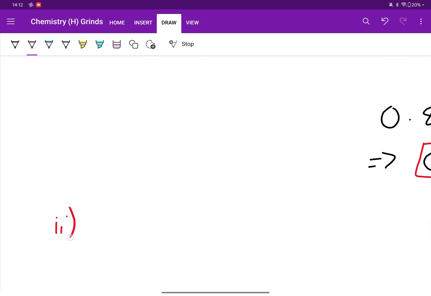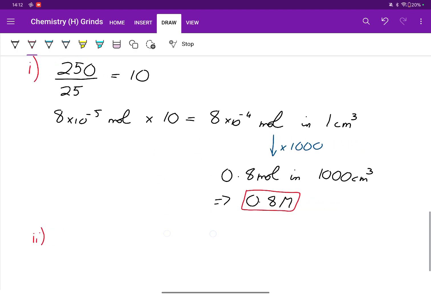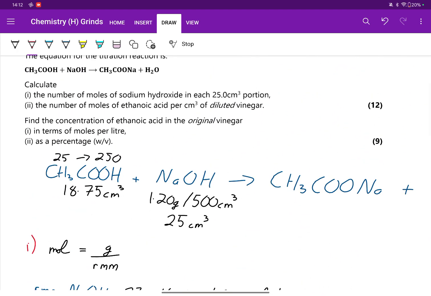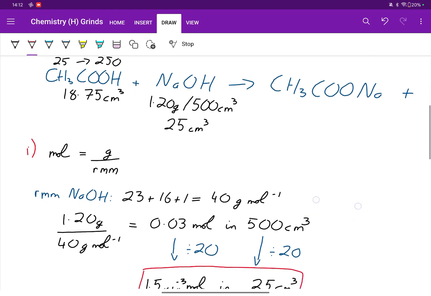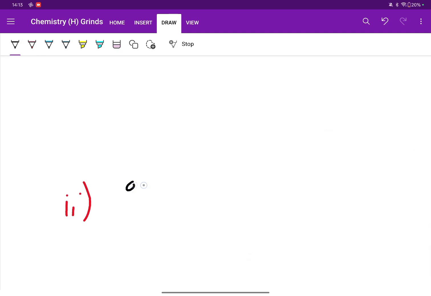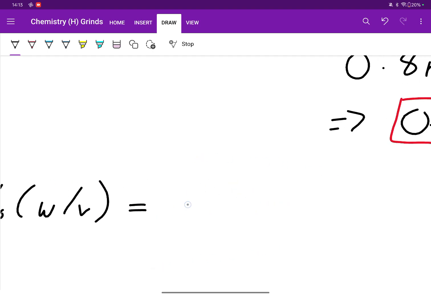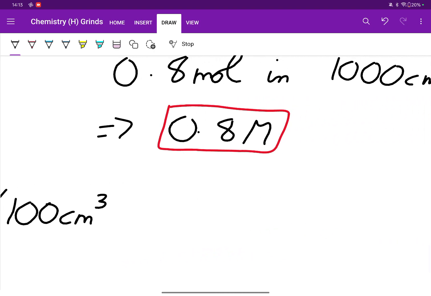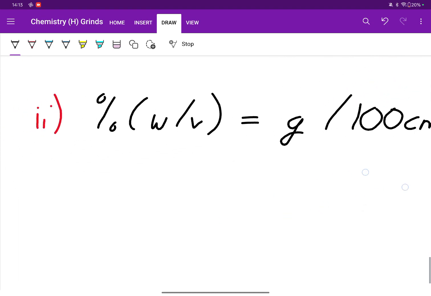Okay, and then part 2 is the part I think most people struggle with, and that is the concentration of the original vinegar as a percentage weight per volume. So most people don't even know what that means, so they just get confused and have no idea where to start. So easy thing is, remember this: percentage weight per volume is grams per 100 centimeters cubed. That's where we want to get to. So currently we have moles per litre, per 1000. We want grams per 100.